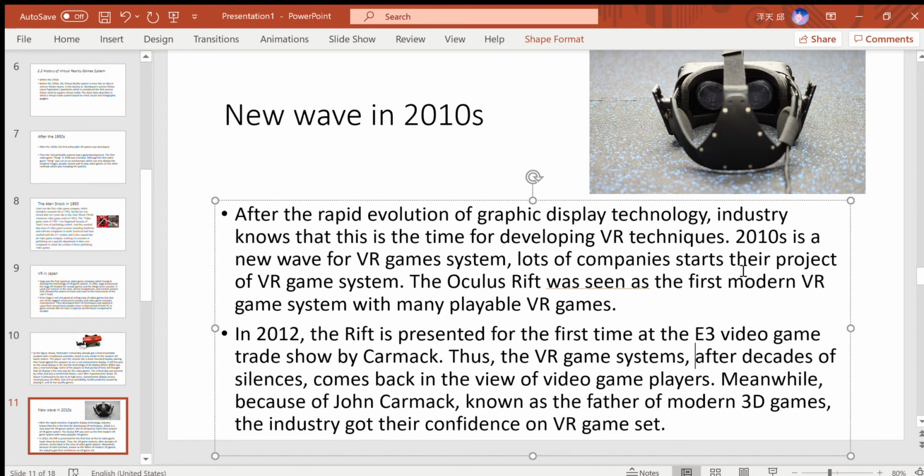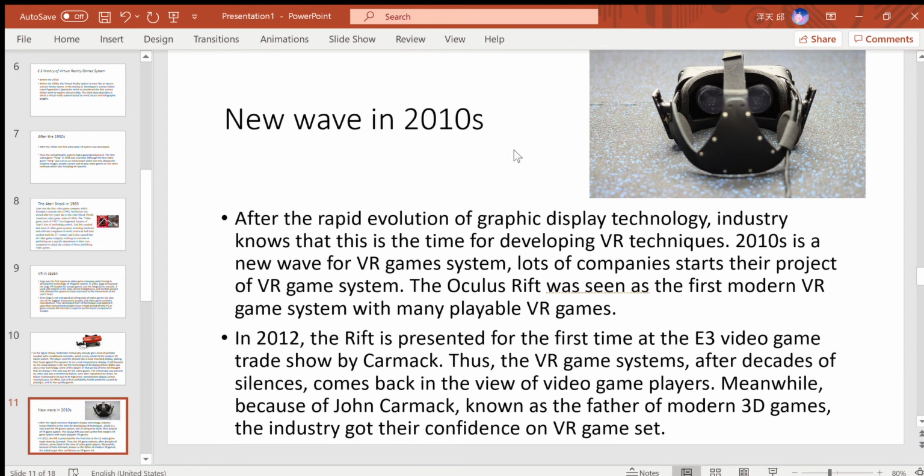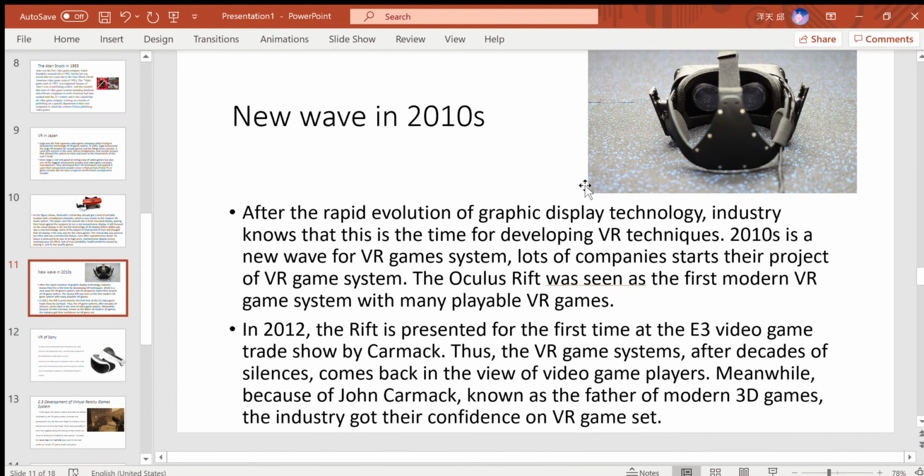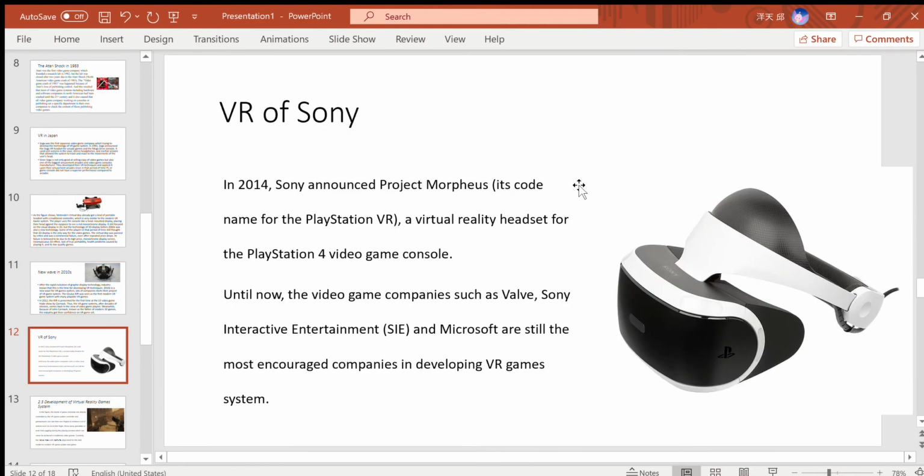Meanwhile, because of John Carmack, known as the father of modern 3D games, the industry got their confidence in VR game sets. Actually, Facebook purchased Oculus VR in 2014. Then the biggest game companies in the world, Sony, Microsoft and Nintendo, all of them entered the VR game system industry.